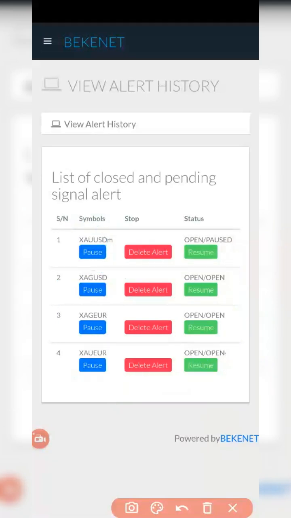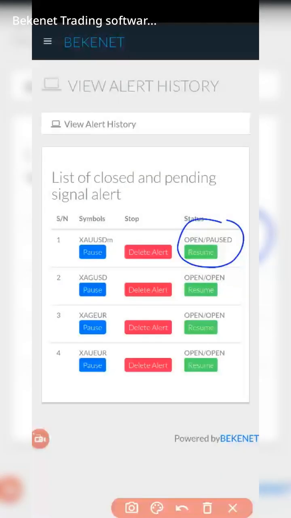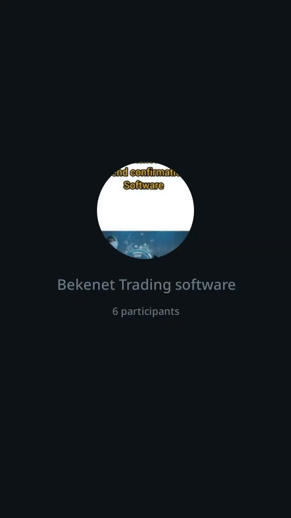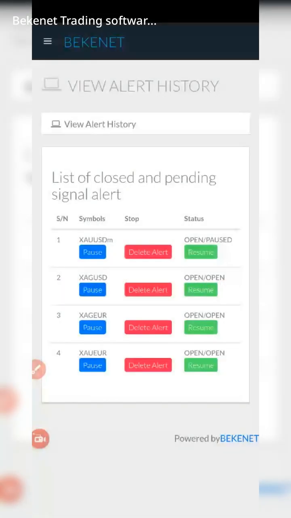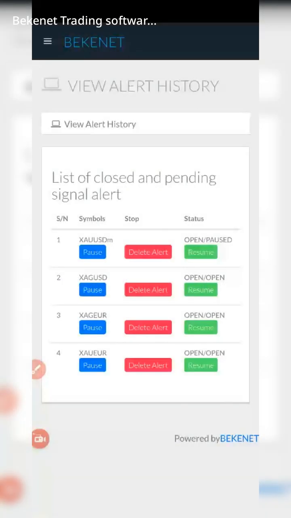You can see I paused the gold. I paused it, so the gold will not be giving me any notification or signal at all for the daily turning point. So you'll be able to do all these things once you are receiving device notification or SMS notification. But if you're not receiving any notification, don't bother setting all these things because you are not going to receive it. So that's how to use turning point.